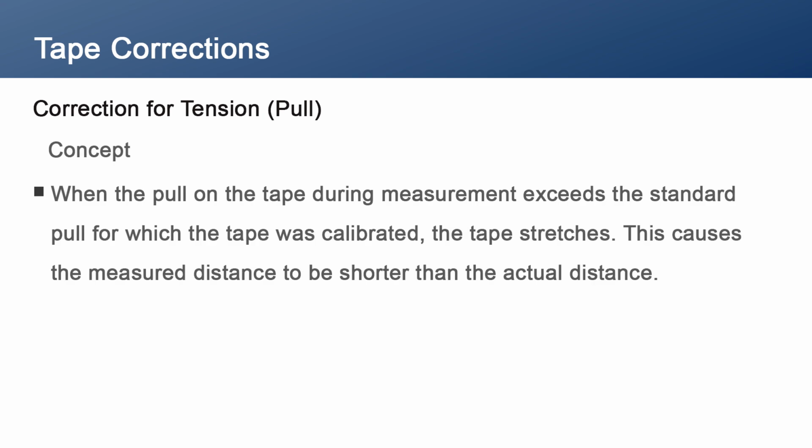Correction for tension, that is pull. Again, when you are out measuring and you pull on the tape harder than you are supposed to, that is harder than the standard pull that the tape was designed for, the tape actually stretches a bit. And here the catch is, when the tape stretches, the measurements you take end up being a little off. Specifically, the distance you measure will be shorter than it really is. It is like if you were to tug on a rubber band, it stretches out, right? The same thing happens with your tape. It throws off your measurement.